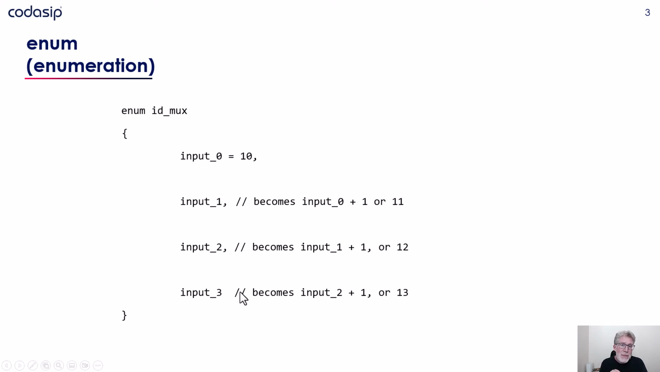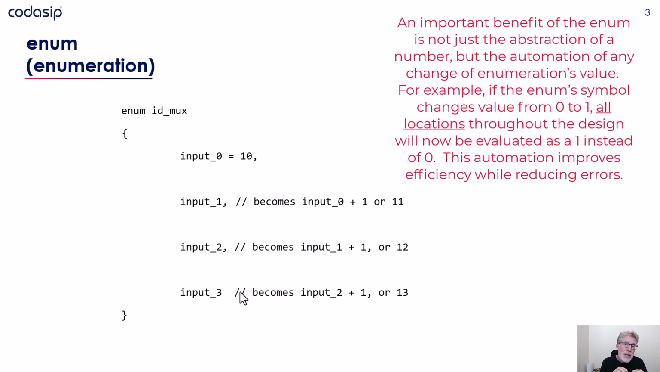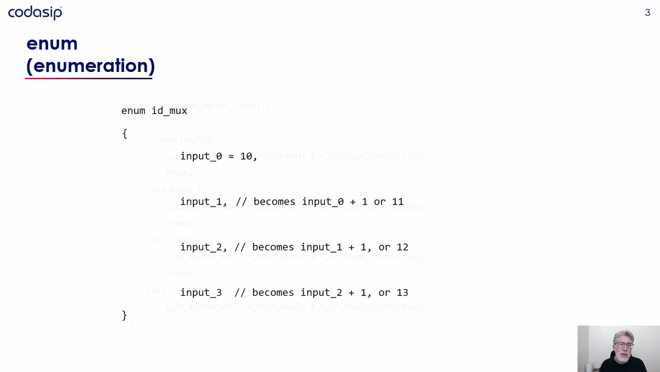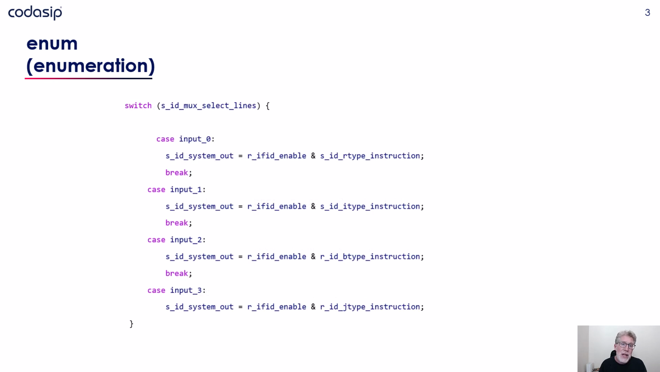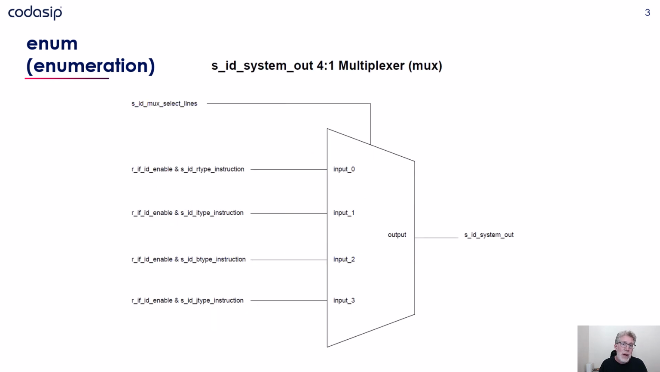So enums make abstracting very easy. When I change something or add something into my enum, everything will automatically change with it. I don't have to go back and change the rest of my design where input 11 was specified to the number 11. Once again, I'm working at a level of abstraction. And that easily correlates into adding a new case statement and then a new input to my mux.